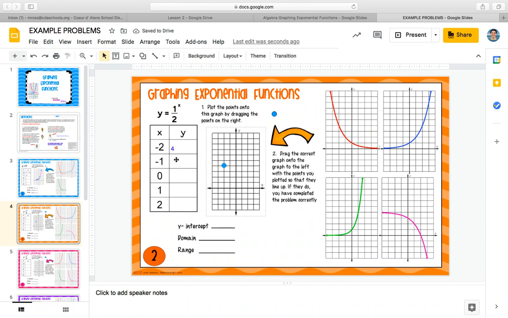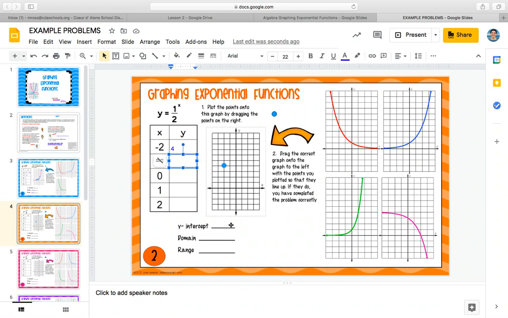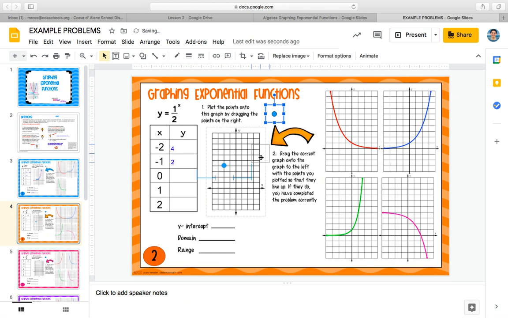We can now look at -1. 1/2 to the -1 power. Well, again, that's going to move that 2 out of a fraction. So now we're just looking at 2 to the first, which is actually just 2. We can grab this point, over 1, up 2, 1, 2, and we can plot it. Use shift to center it a little bit more. There we are.